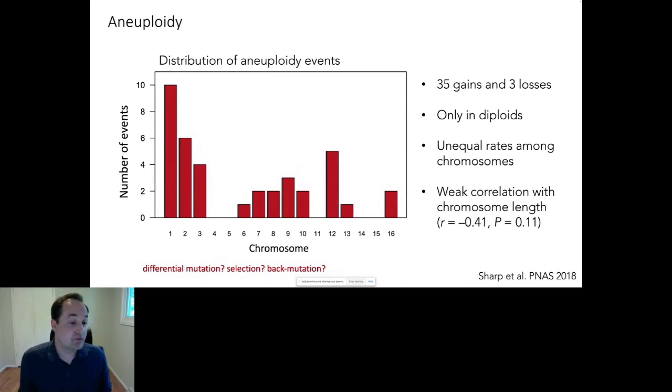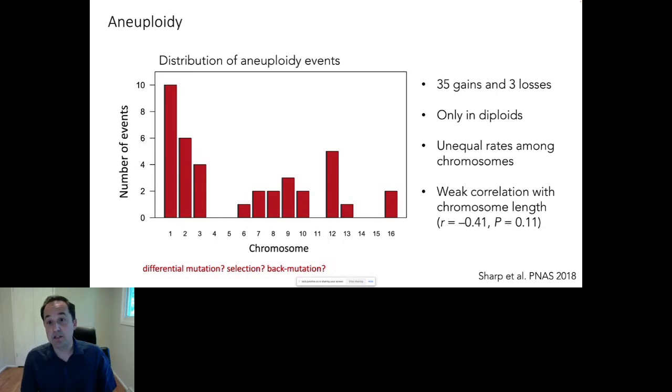The rates of chromosome aneuploidy were very much unequal across the different chromosomes, and this was only weakly correlated with chromosome length. This is something we want to unpack further in the future: why do we see aneuploidy events occurring at different rates on different chromosomes? And why is it that we see so often chromosome gains rather than chromosome losses?